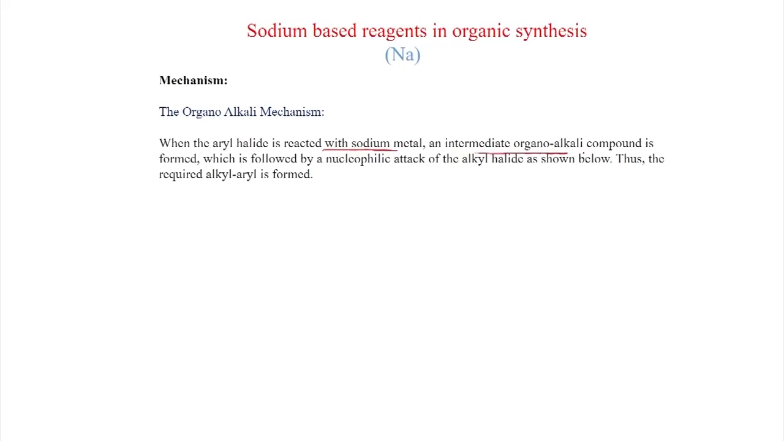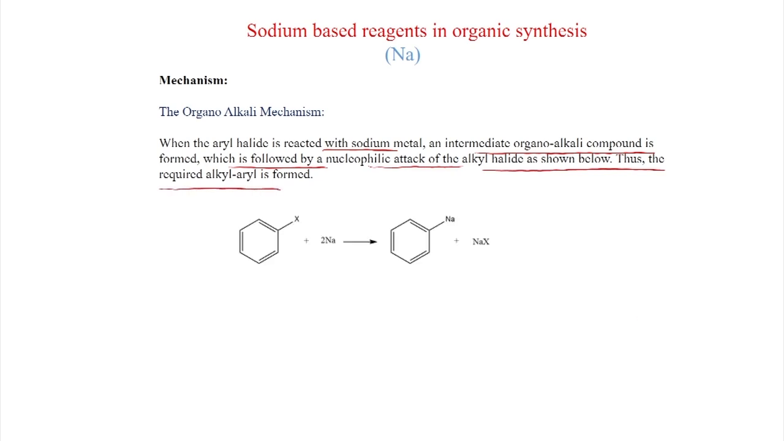When the aryl halide is reacted with sodium metal, an intermediate organoalkali compound is formed, which is followed by a nucleophilic attack on the alkyl halide as shown below. Thus, the required alkyl aryl is formed. So, first the aryl halide reacts with 2 equivalents of sodium, and it generates this anion sodium species, plus NaX. And now this is a nucleophile.